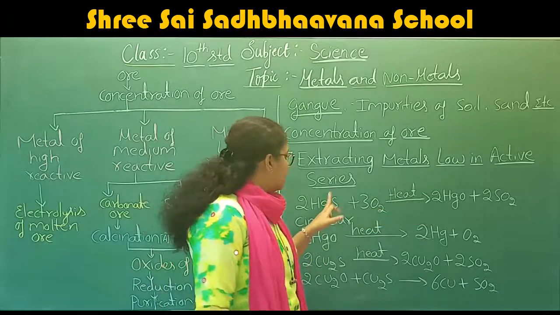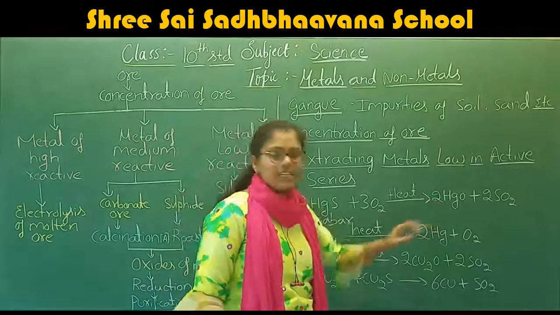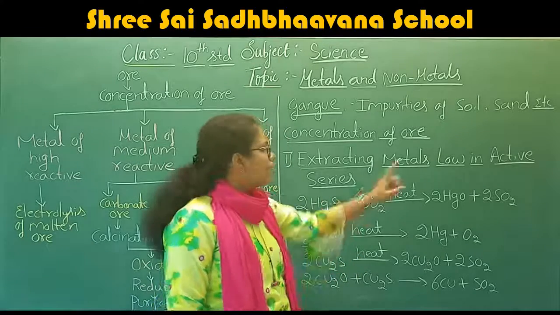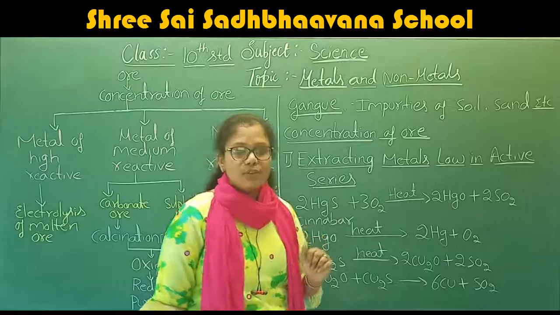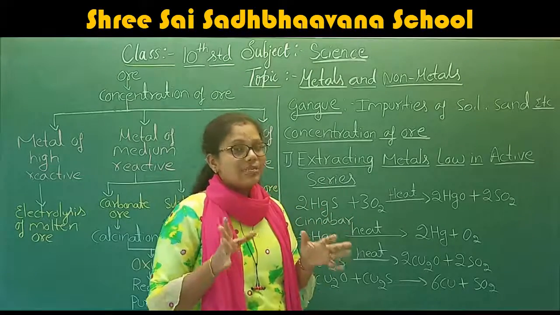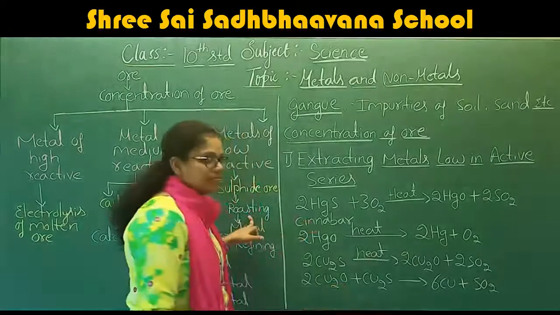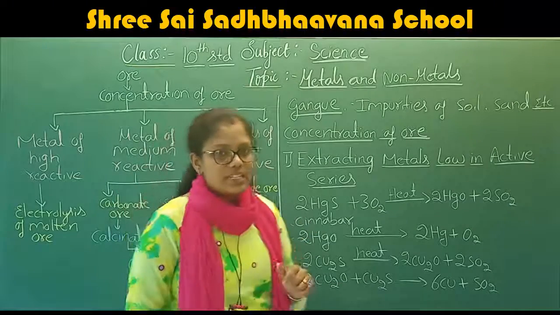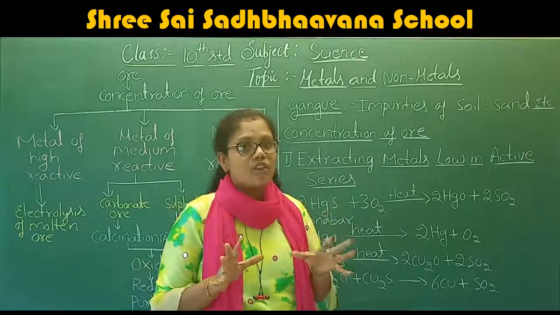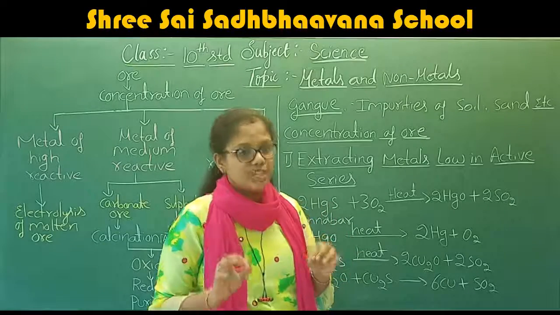Then the metal sulfide is converted into metal oxide. How do we convert metal sulfides into metal oxides? The process is called roasting. Roasting is the process of heating the ore in excess of oxygen.